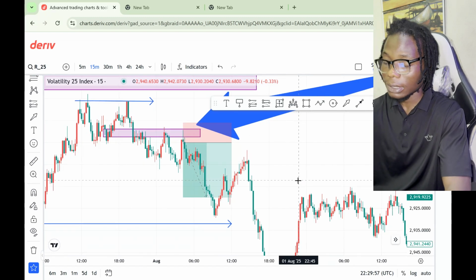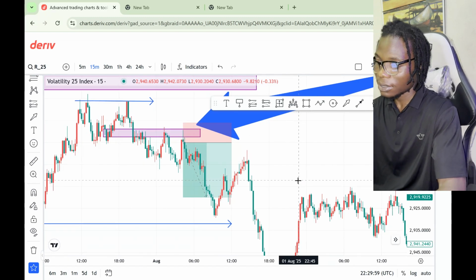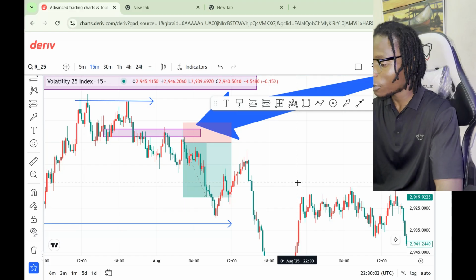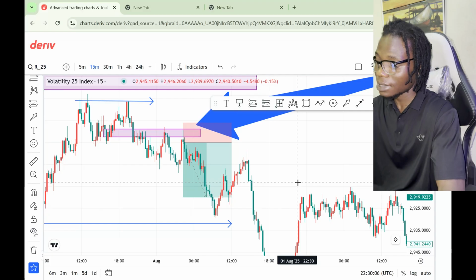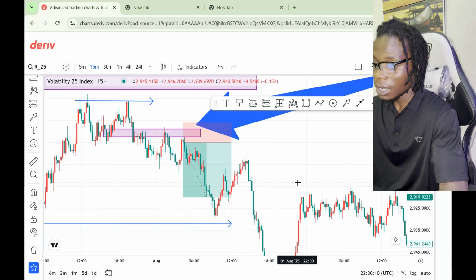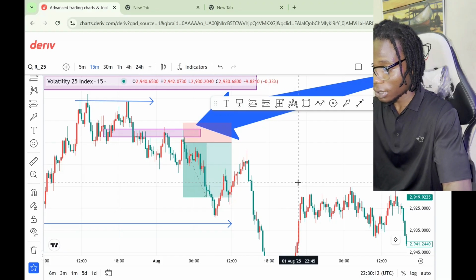And also get your top down analysis right. Stop going to the lower time frame to look for something you won't see. This is how top down analysis has been placed, and this is how it works. So this is how top down analysis works.